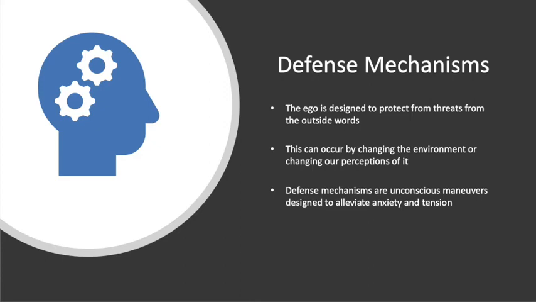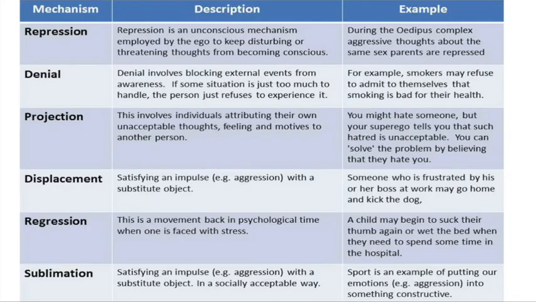So the ego sometimes changes your perception of the outside world in order to keep all signs of conflict at bay. The ego creates what psychoanalysts call defense mechanisms to do this. So these are kind of unconscious maneuvers that are designed very specifically to help people alleviate some anxieties and tensions that would otherwise emerge if they knew the sources of the conflicts. And here's a table of psychoanalytically based defense mechanisms.